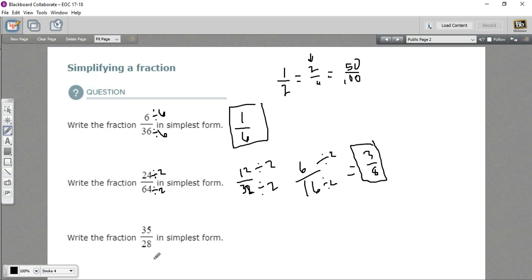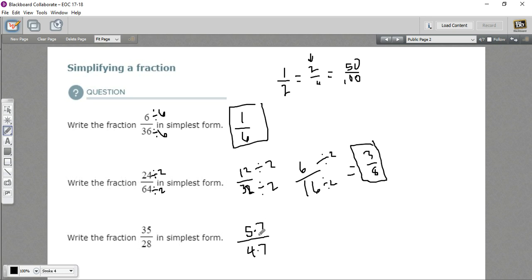Okay. One other way you can approach this is you can factor these things and cancel. Let me show you what I mean. We have 35 over 28 here. 35 is 5 times 7. So I'm just going to write the 35 as 5 times 7. On the bottom, we have 28. 28 is 4 times 7.